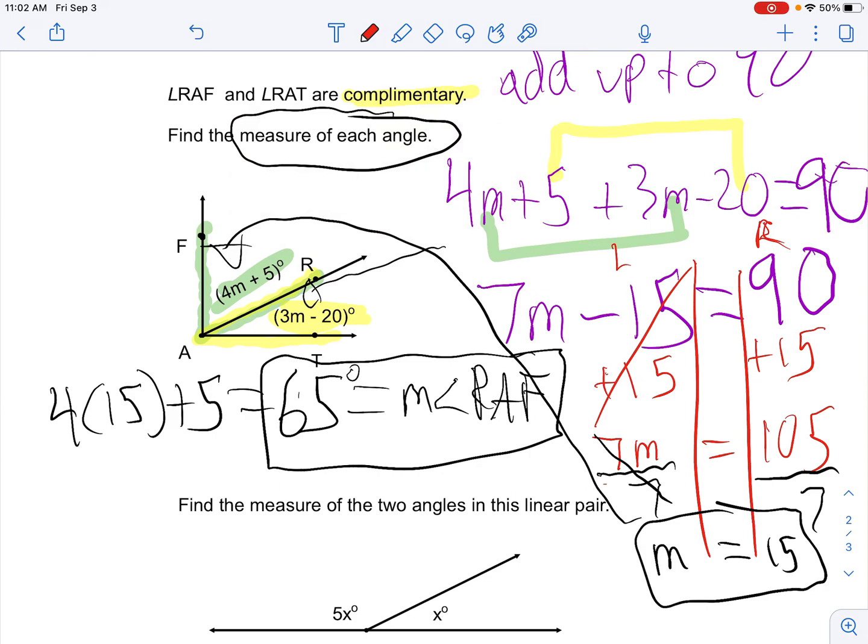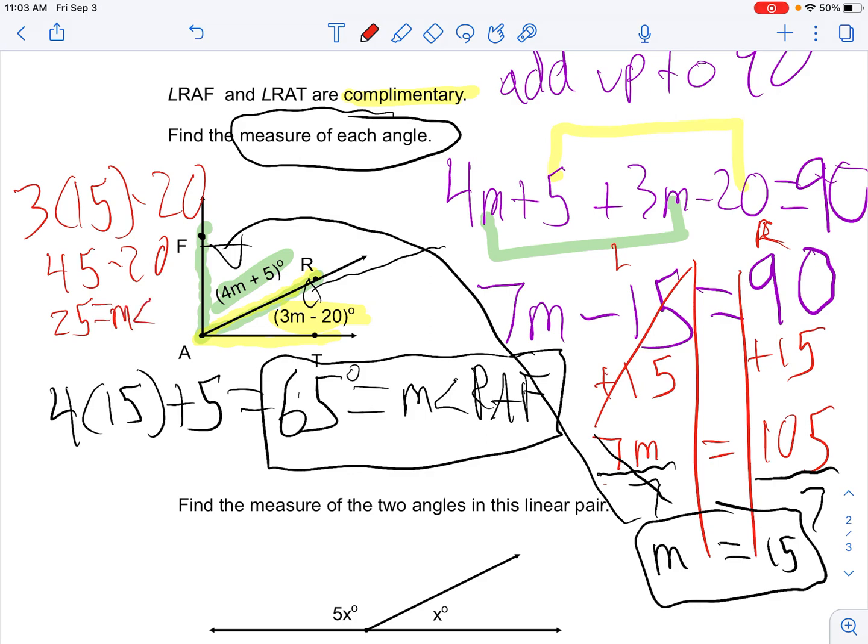Let's take a look. 3m subtract 20. So 3 times 15 subtract 20. 15, 30, 45 minus 20 equals 25. So the measure of angle RAT, rat. The measure of angle RAT.